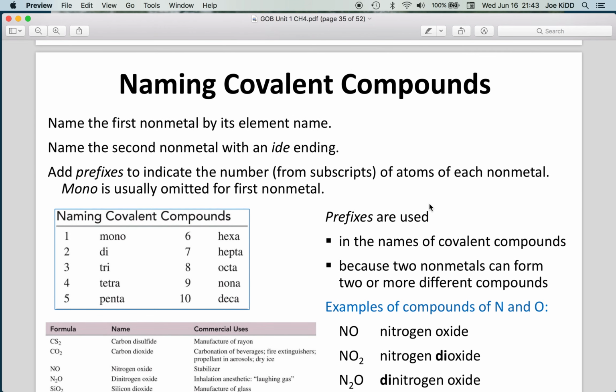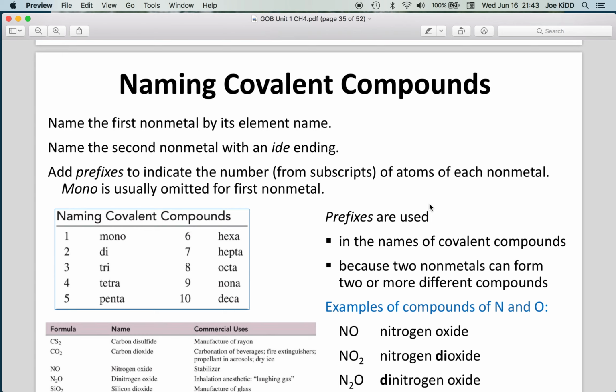So naming covalent compounds, there's a little more to memorize, but it's a lot simpler than our ionic compounds. Basically, because we have 2 nonmetals, we aren't looking at the charges or anything like that. So we're just basing it off of the name. And so we're going to have to tell how many of each we're going to have. So the first nonmetal we name by its element.